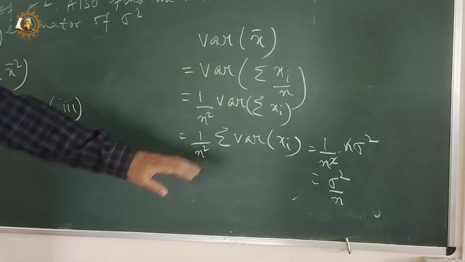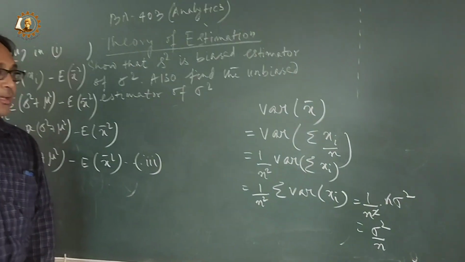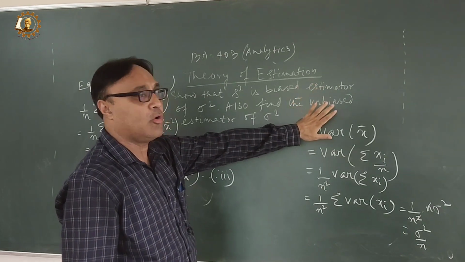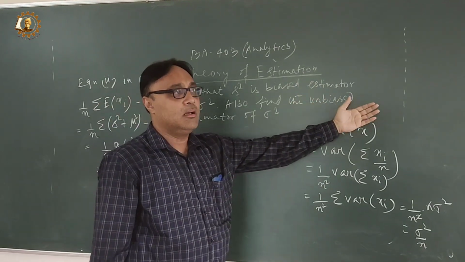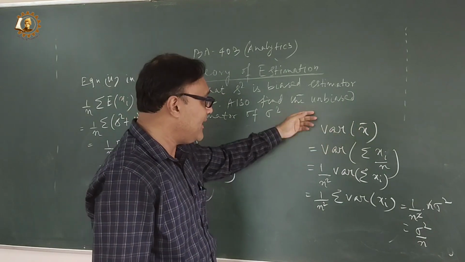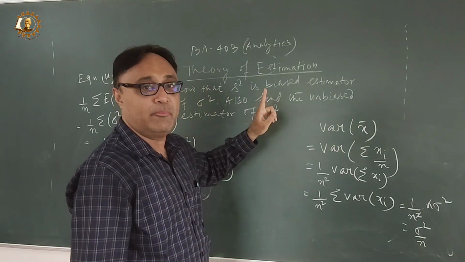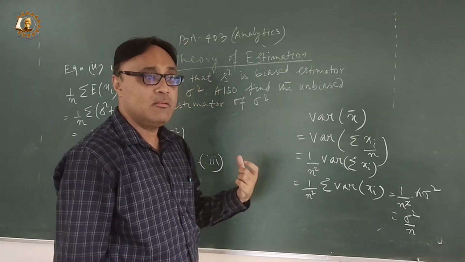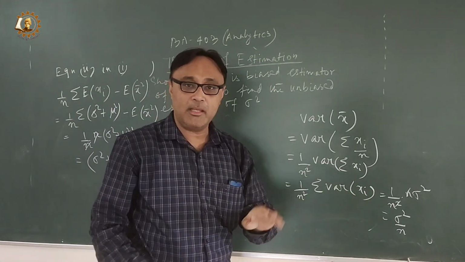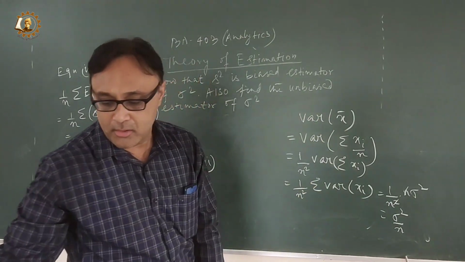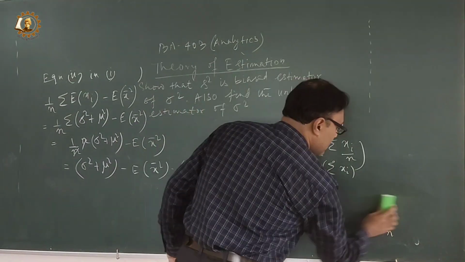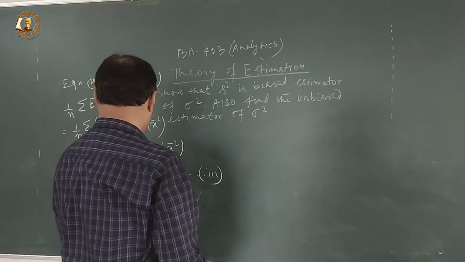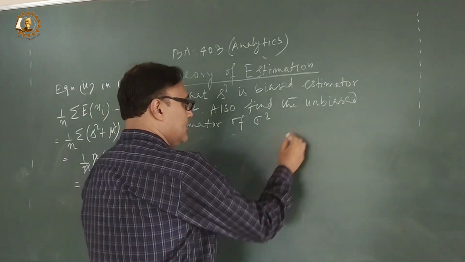This is a very, very important derivation. If x1 to xn is a sample taken from a normal population with mean mu and variance sigma square, then the mean of the sample will follow a normal distribution with mean mu and variance sigma square by n. This property I am going to use for the final part of my proof. So now let's move to equation 3.